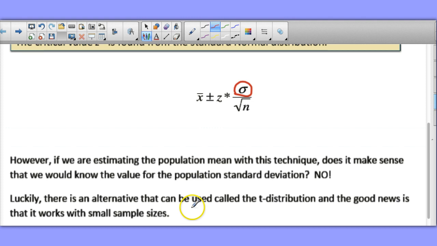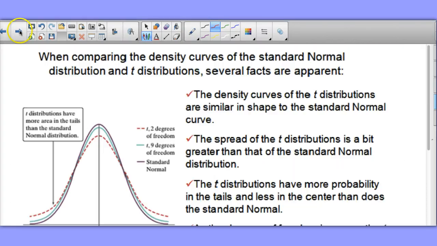Luckily, there's an alternative that can be used called the t-distribution, and the good news is that it also works with small sample sizes, as long as there's no extreme skewness or outliers. Let's take a look at how this works.